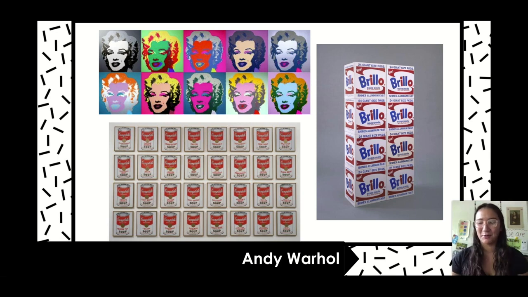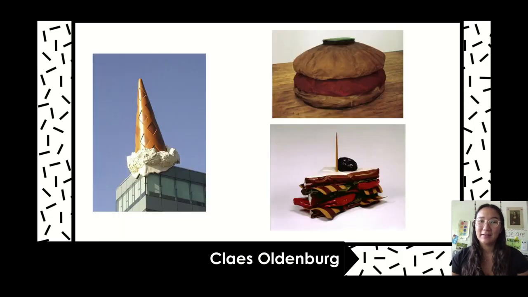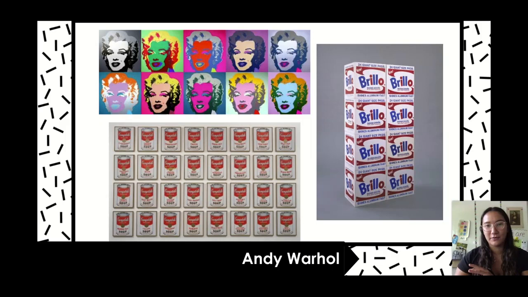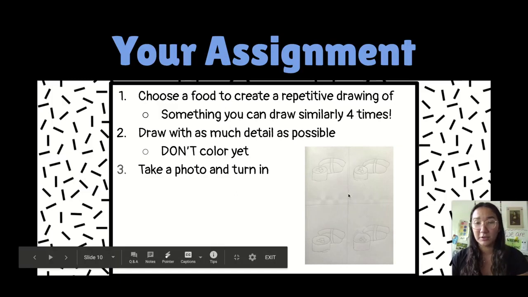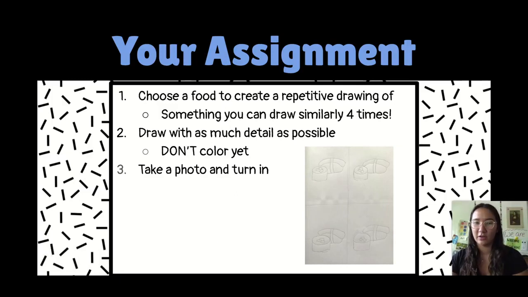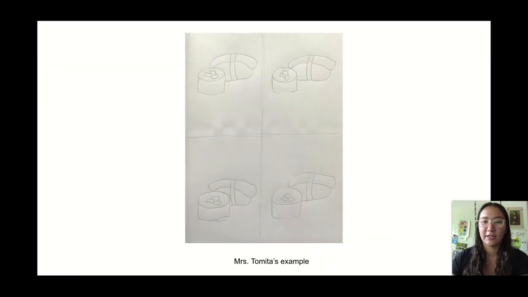So what does that have to do with us? What are we going to do for our work? We are going to combine the work of Claes Oldenburg and Andy Warhol for our project this week, and we are going to create a repetitive drawing of a food. So it should be something you can draw similarly 4 times and use as much detail as possible, and you don't need to color in yet. And when you're done, you'll take a picture and turn it in.